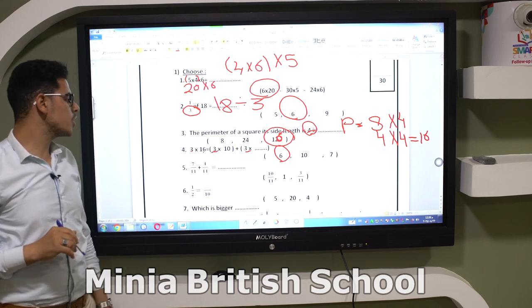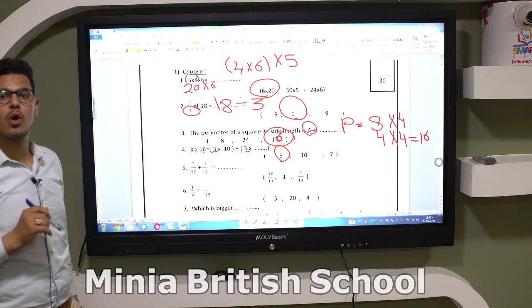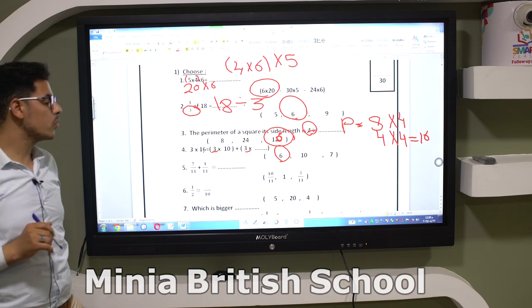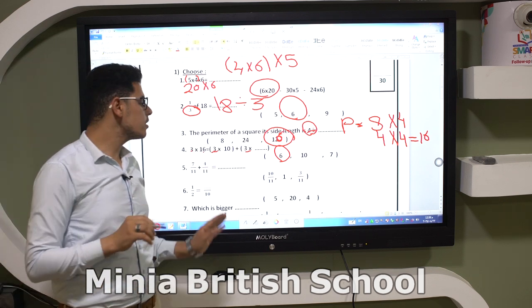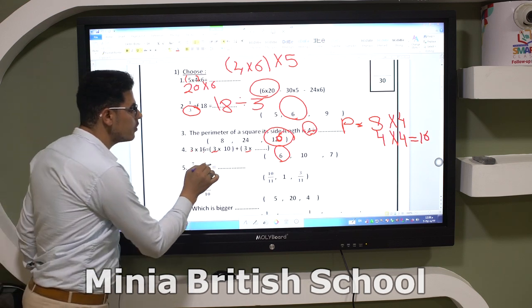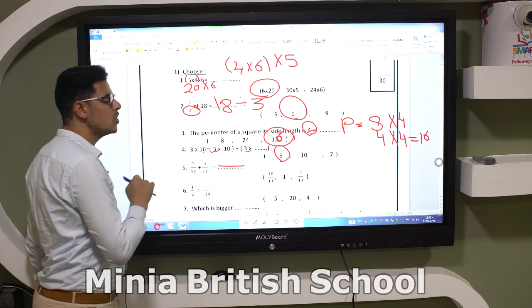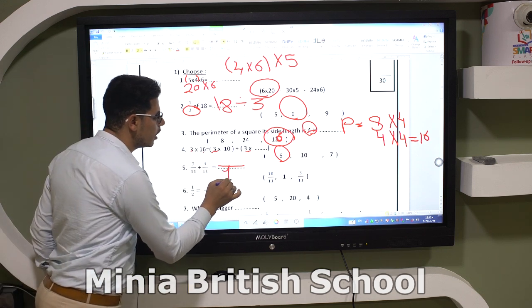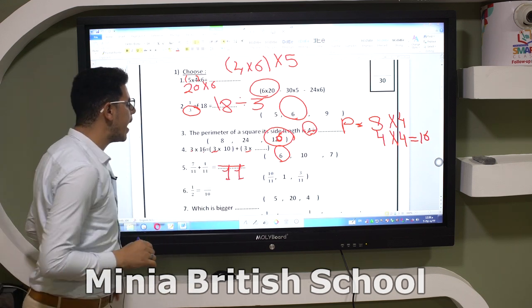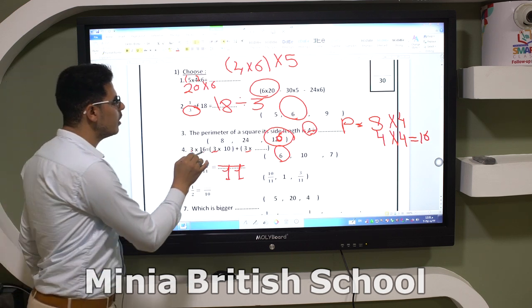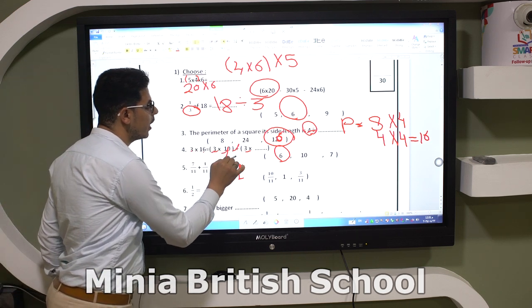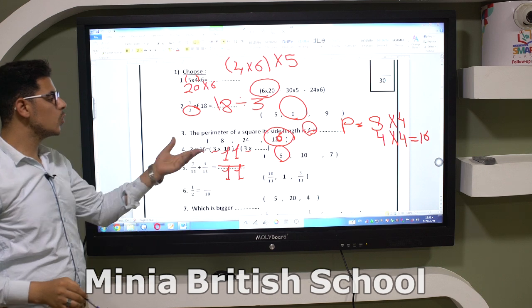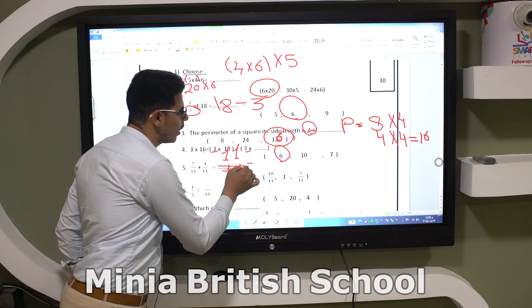The fifth question. Here, 7 over 12 plus 4 over 12. How can I answer this type of question? The first step, they have the same denominator, so I will write the denominator as it is, 12. 7 plus 4 equals 11. 11 over 12.